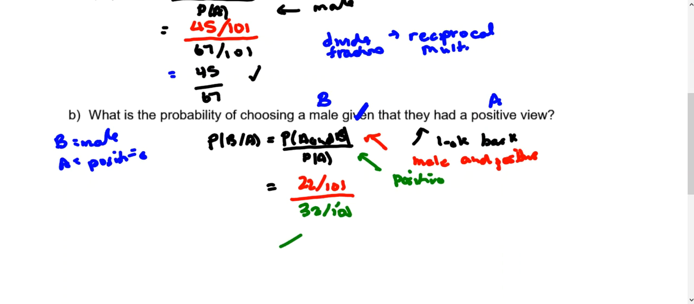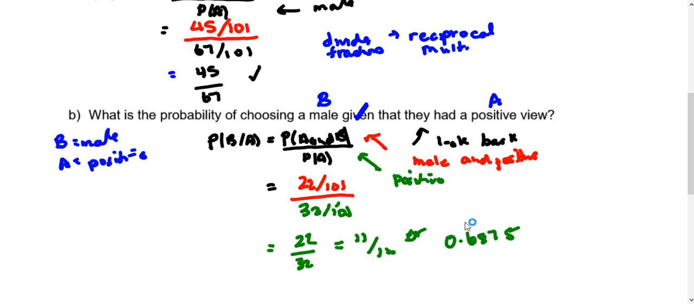And then basically the bottom parts of the fractions go away: 22 out of 32. If you want to reduce to lowest terms, or leave it as a decimal, I don't care. So what's the probability of choosing a male given they had a positive view? That's going to be 68.6875% of the time. That's because there are more males with a positive view than males with a negative view. It's a comparison.